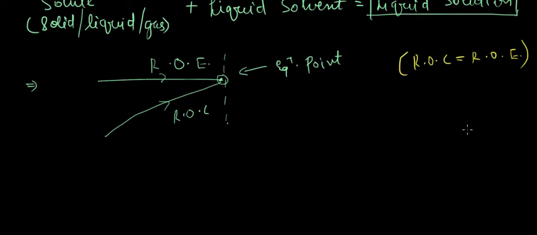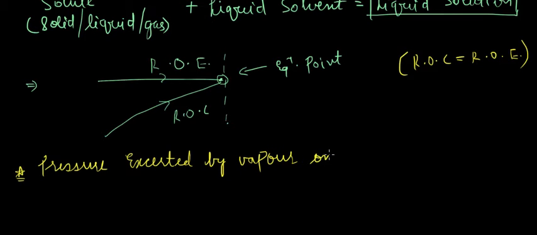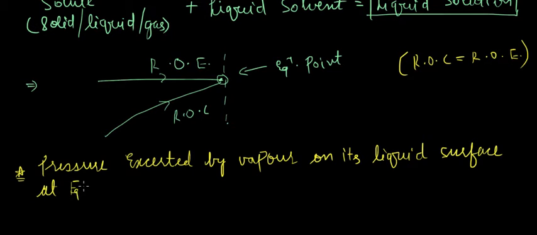So now let us define what is a vapor pressure. So vapor pressure is the pressure exerted by the vapor on its liquid surface at equilibrium. Okay, so we can write that pressure exerted by vapor on its liquid surface at equilibrium. This is important, that at equilibrium word, is called vapor pressure of liquid.